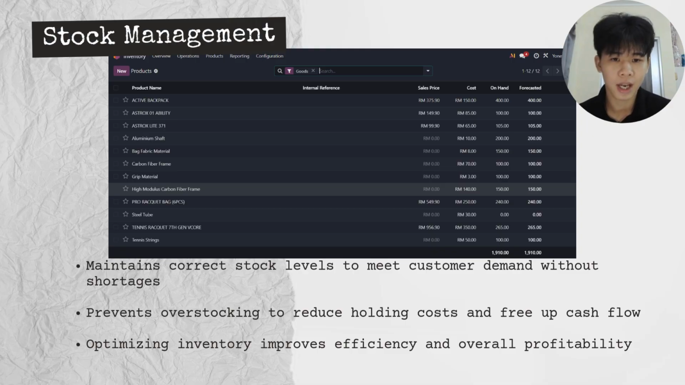And you can see our table. The steel tube currently is 0 units on hand, so that indicates that we do not have enough material for the production process.